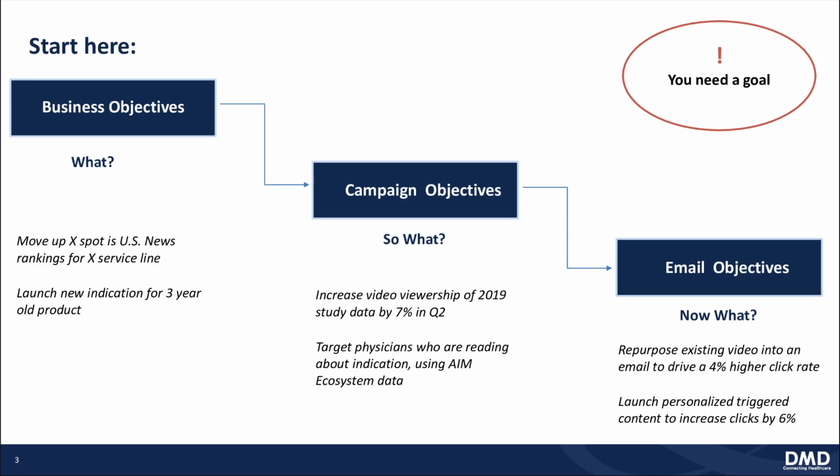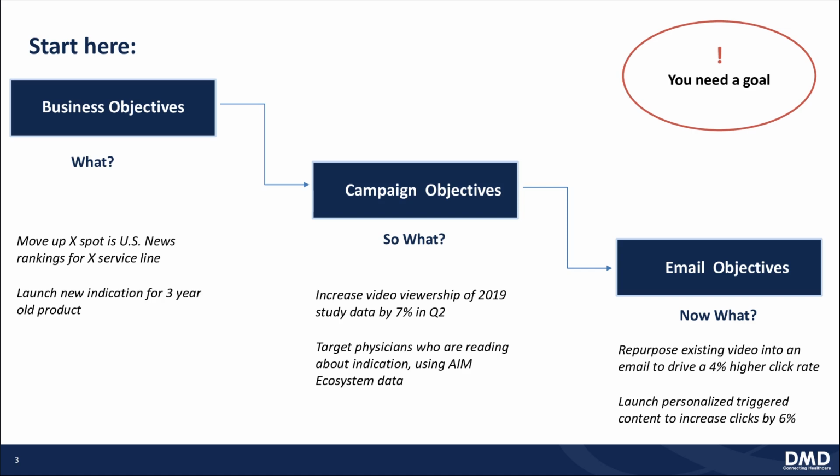Our business objective might be to move up a certain number of spots in our U.S. News and World Report rankings for the year. And then we might have a campaign that is running. Maybe it's a 3-month campaign, 1-month campaign, 5-month campaign, whatever the case may be. The example I laid out here would be to increase our video viewership of 2019 study data by 7% in Q2.